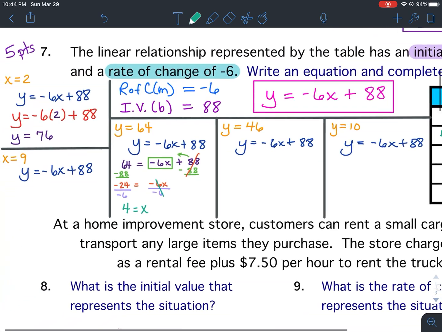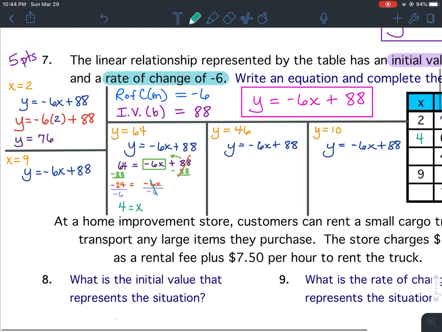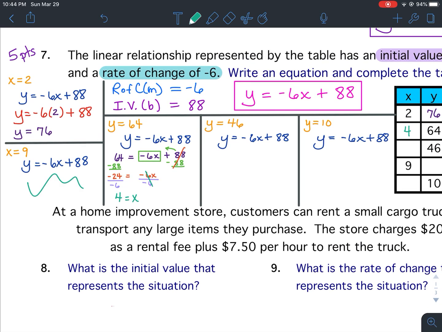Okay, so you're now on your own for the x equals 9, the y equals 46, and the y equals 10. Again, plug 9 in for the x, plug the 46 in for the y, the 10 in for the y, and solve just the way we did the others. If you have any questions, let me know.